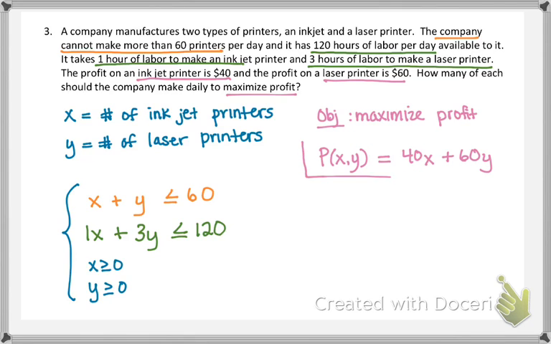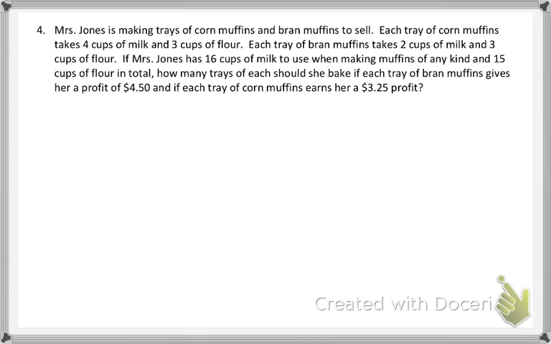And then this is the rule that you're going to test your corner points into. So you're going to graph, you're going to find the corner points, the vertices, however many there are, and you're going to test each one into the objective function and see which one gives you the most profit.